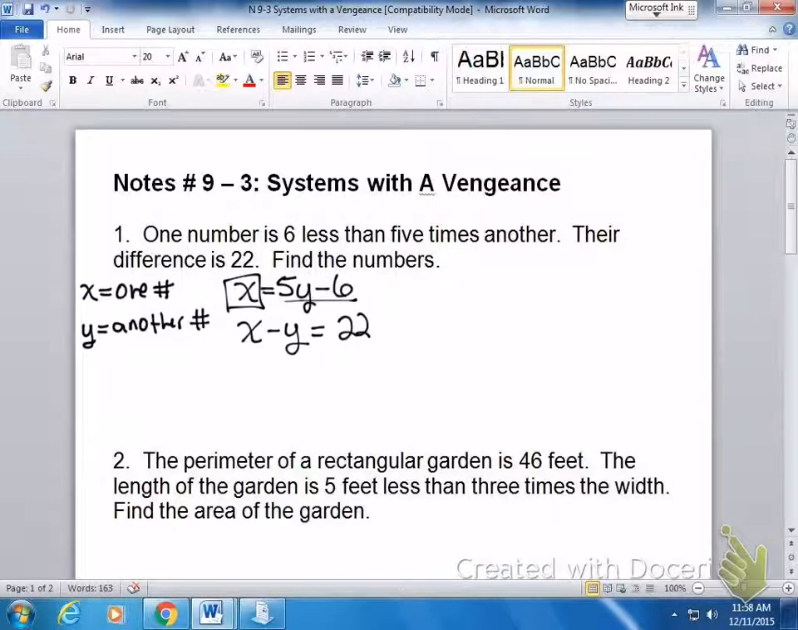Now it's set up for substitution because I have x equals. So I can plug 5y minus 6 in for x. Once you do that, you can solve for y. Once you find y, you can plug it back in and solve for x. Now, if you do this, you should get that x equals 29 and y equals 7. So it's the same exact process we've done the other two days. So look back at that, but of course it's worked out in the notes in class. Let's go to number 2.